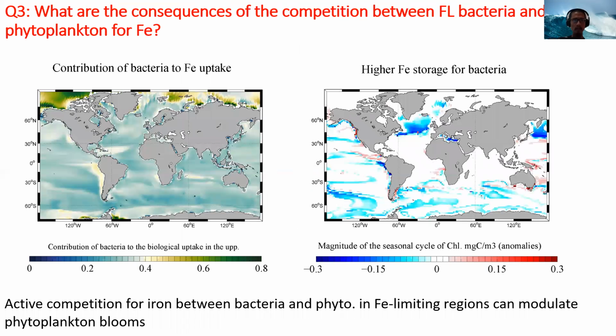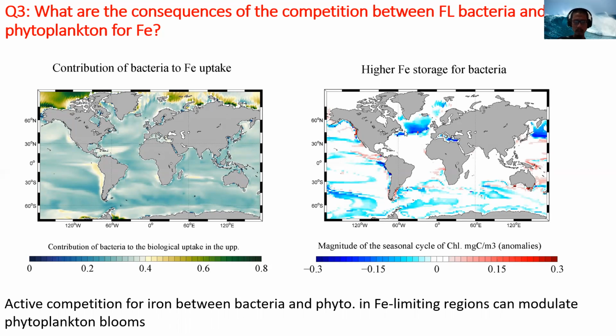And finally, what are the consequences of the competition between free living bacteria and phytoplankton for iron? I'm showing here on the left-hand side the contribution of bacteria to the total biological uptake of iron in the upper ocean, and we see that bacteria can contribute around 0.3 to 0.6, 30 to 60%, of the total biological uptake of iron in the upper ocean. When we have high iron storage for bacteria, we can decrease the magnitude of the seasonal cycle of chlorophyll in low iron regions like the Southern Ocean, tropical Pacific, and North Atlantic. So there is an active competition for iron between bacteria and phytoplankton in iron limiting regions.